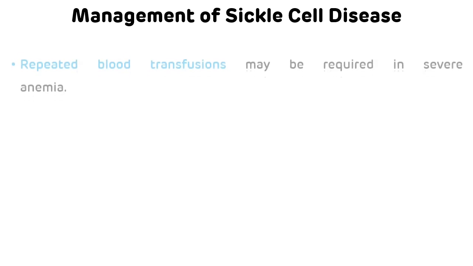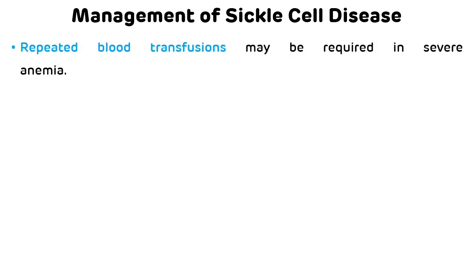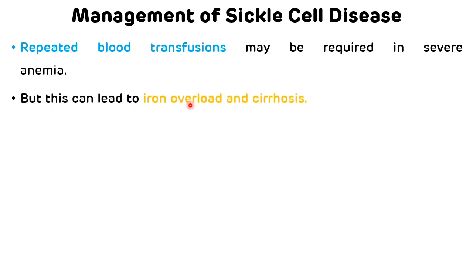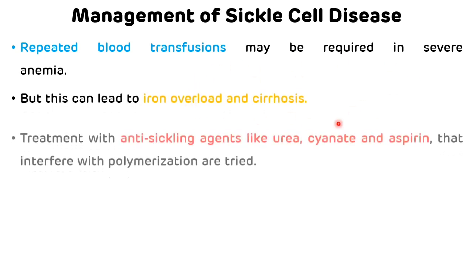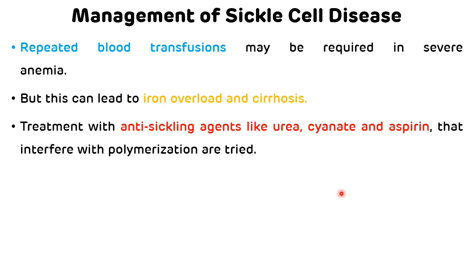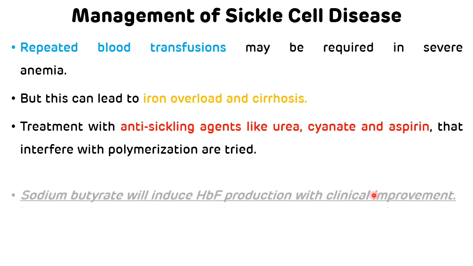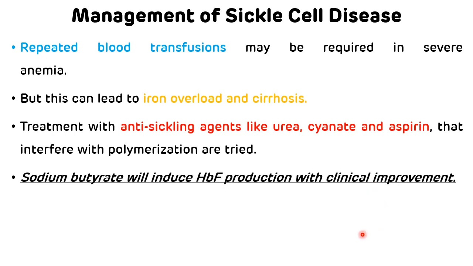Now, management of sickle cell disease. Repeated blood transfusion may be required in severe anemia, but this can lead to iron overload and cirrhosis. Treatment with anti-sickling agents like urea, cyanide, and aspirin that interfere with polymerization are tried, and sodium butyrate will induce HbF production with clinical improvement.